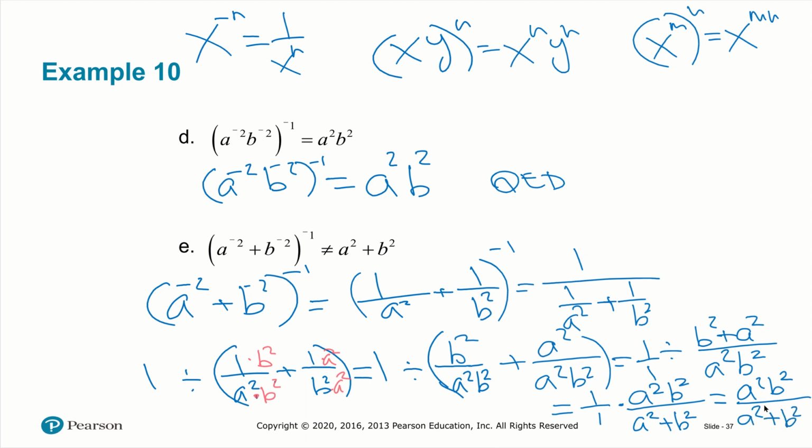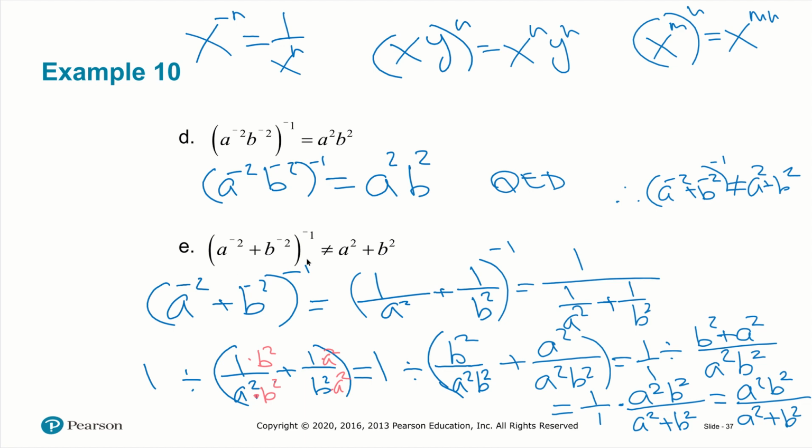And clearly that is not the same as that. So we say, therefore, a to the negative 2 plus b to the negative 2 raised to the power of negative 1 is not the same as a squared plus b squared. This is a very common error.